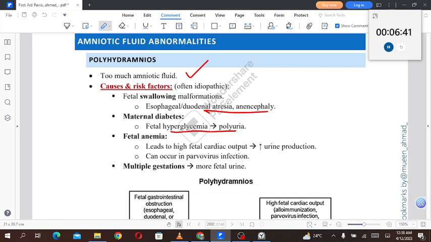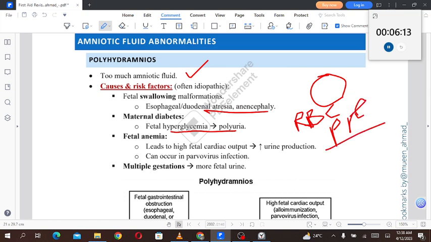so that leads to polyuria. Fetal anemia leads to high fetal cardiac output, and increased urine production will be seen. It can occur with parvovirus infection, because parvovirus dwells in the reticulocytes, the RBC precursors, which are basically infected by the parvovirus. So if there is intrauterine parvovirus infection, there will be anemia, and whenever there is anemia, there is going to be high fetal cardiac output, and that high cardiac output will lead to increased urine production.